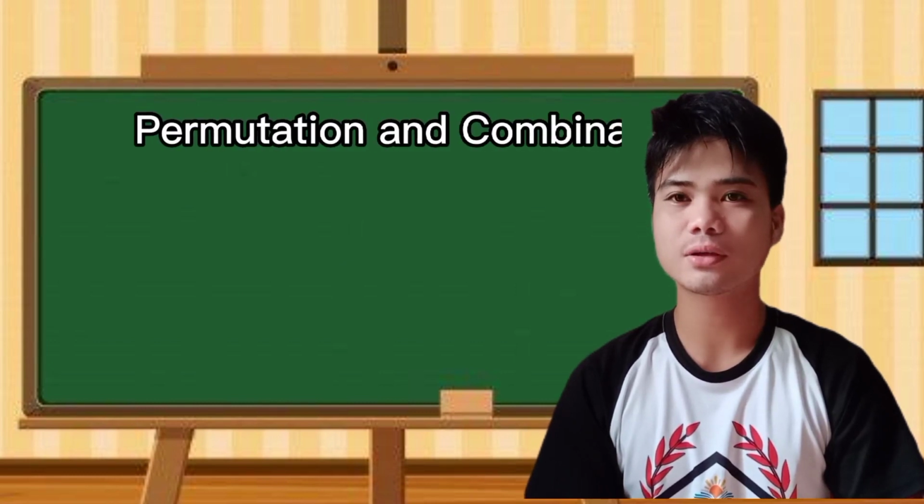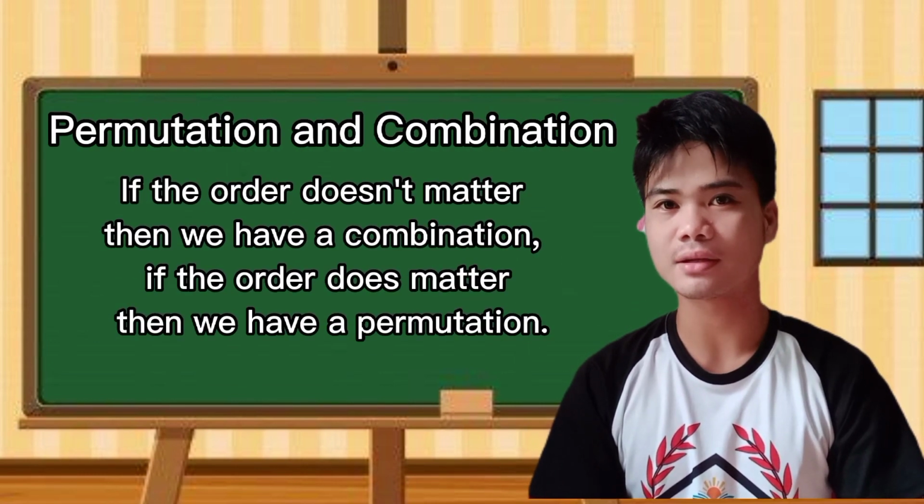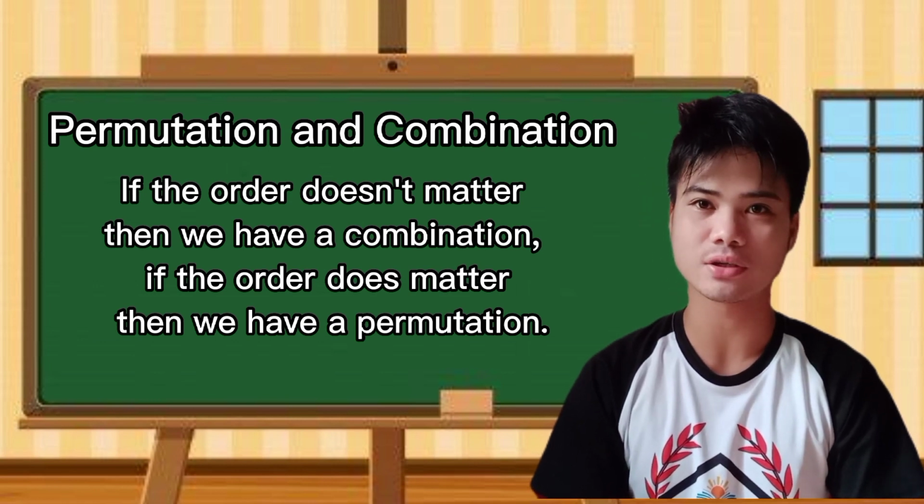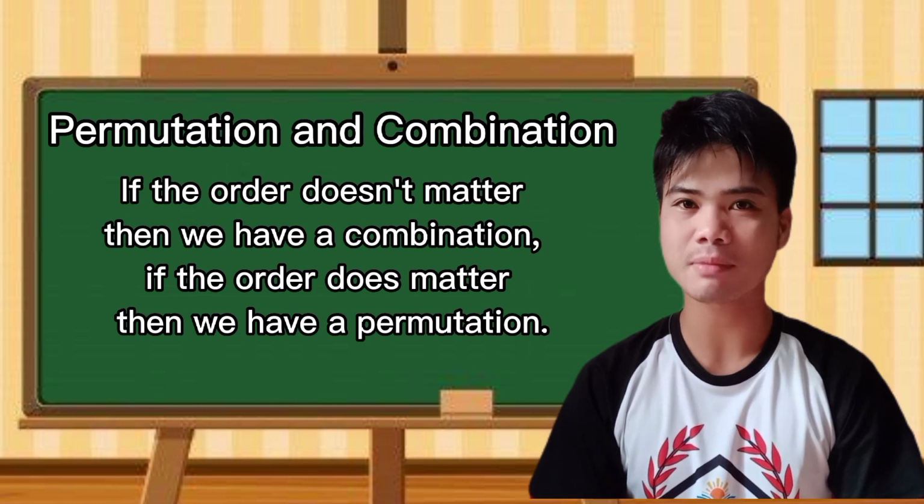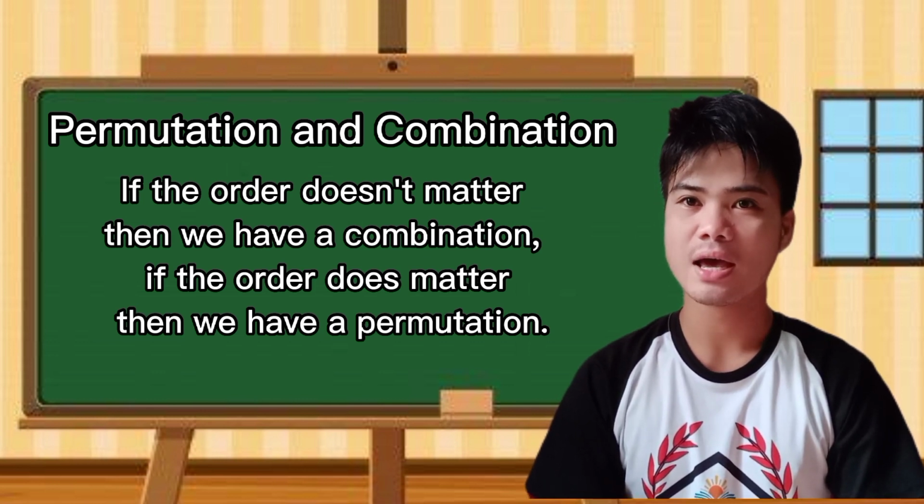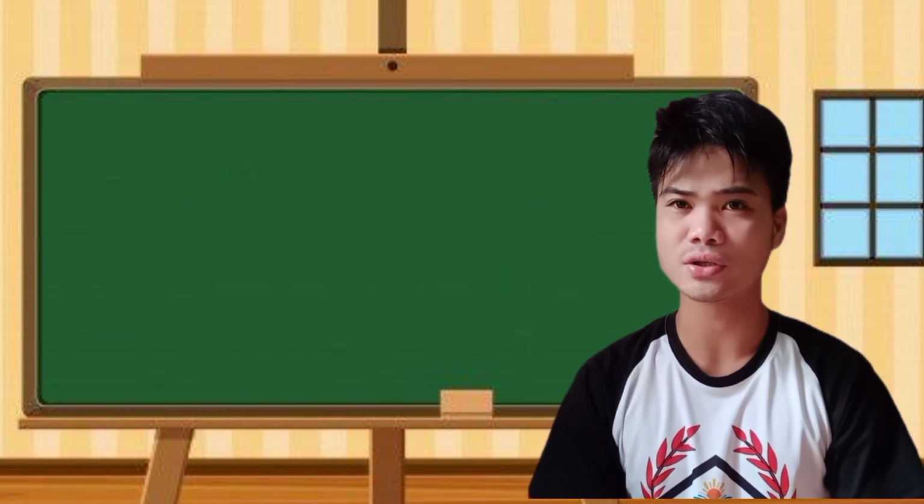Now we have combination and permutation. If the order doesn't matter, then we have combination. So take note of that. If the order doesn't matter, it is a combination. And if the order does matter, then we have a permutation.